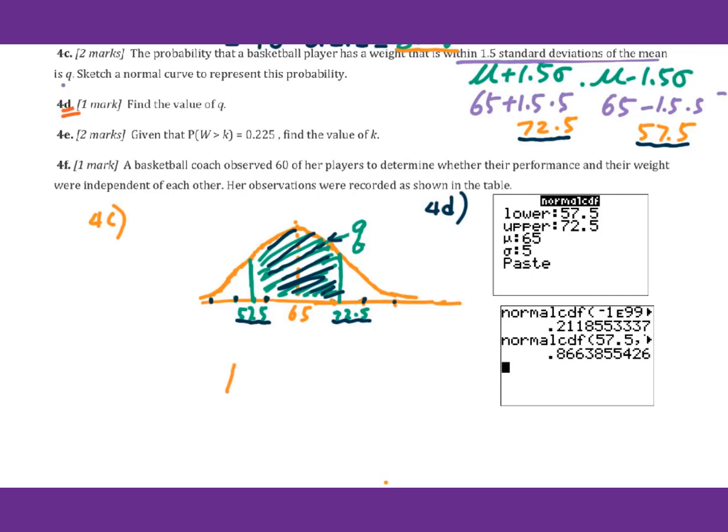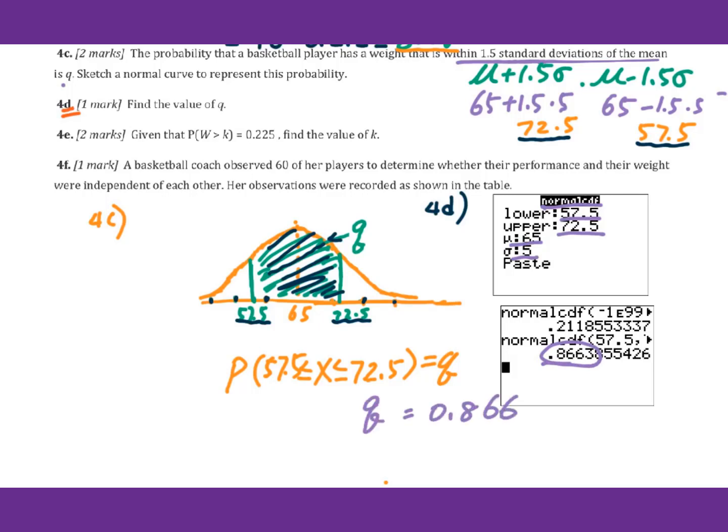For D, find the value of Q. According to the probability, this X is between 57.5 and 72.5, that's Q. So we use the normal CDF, lower bound 57.5, upper bound 72.5. The mean is 65, standard deviation is 5. Then this will be the answer. So Q equals 0.866.